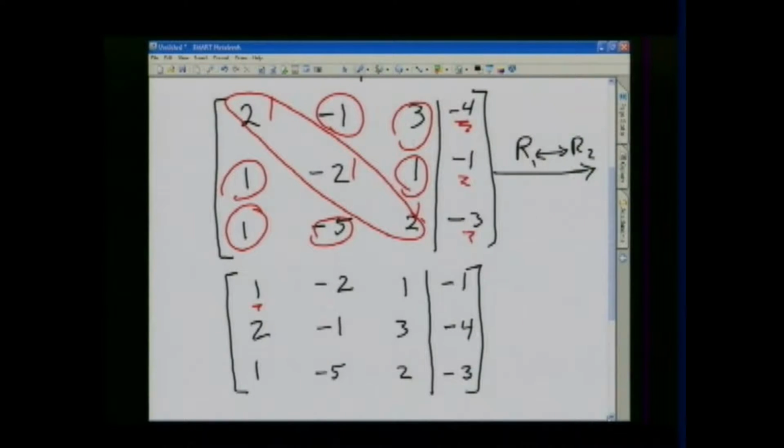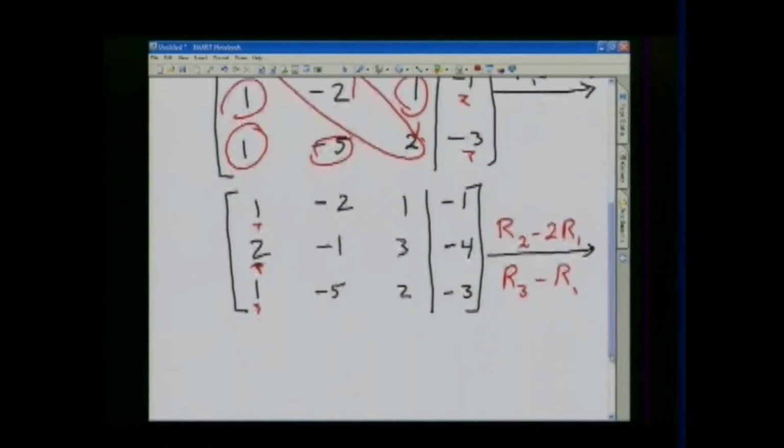Now, I want to make this into a 0. So what I'm going to do is subtract row 2 from 2 times row 1, and also subtract row 3 from row 1. And that's what I get. I get 0 here and I get 0 here. Let's see how it's going to look.